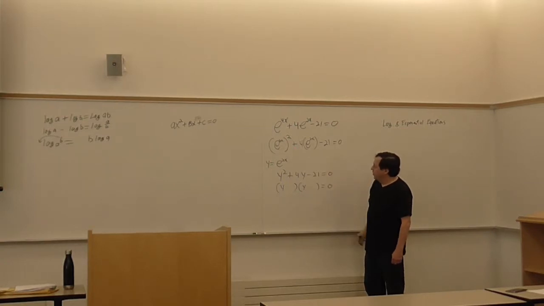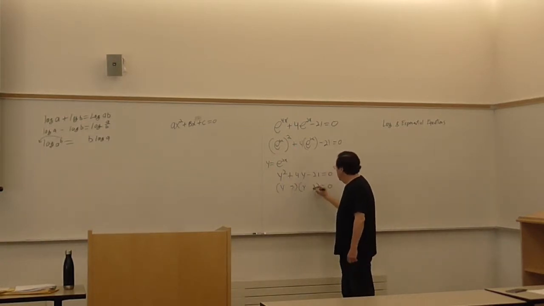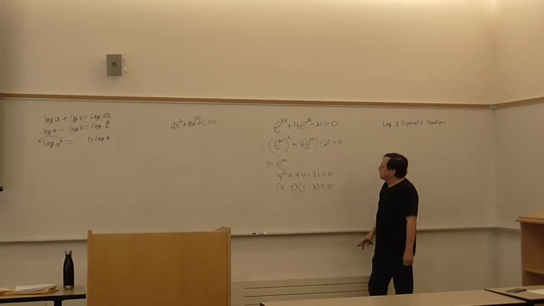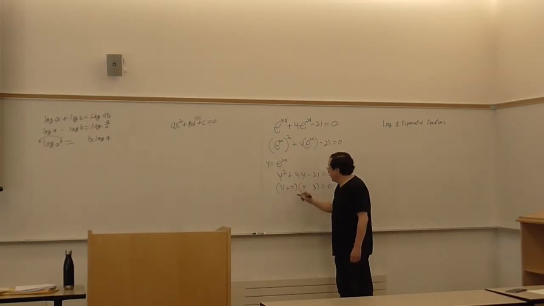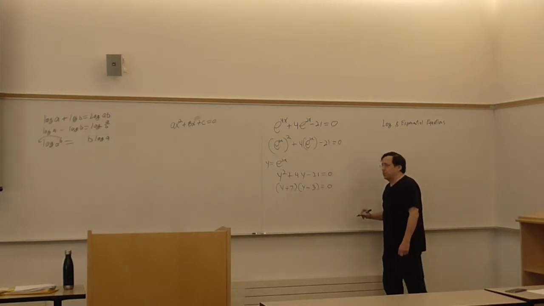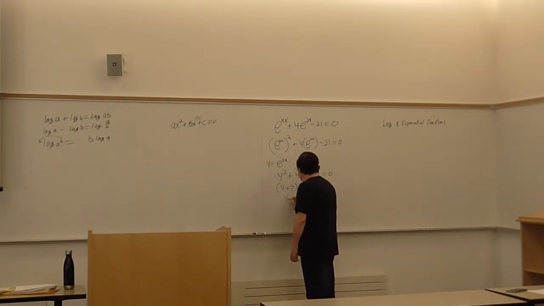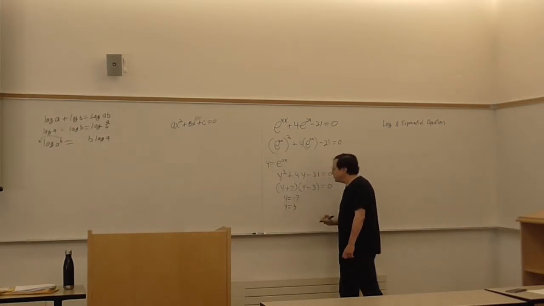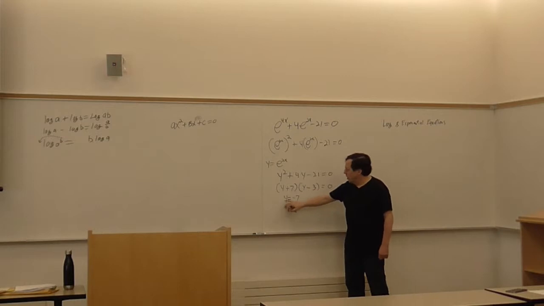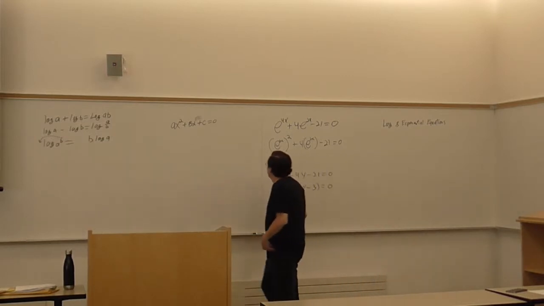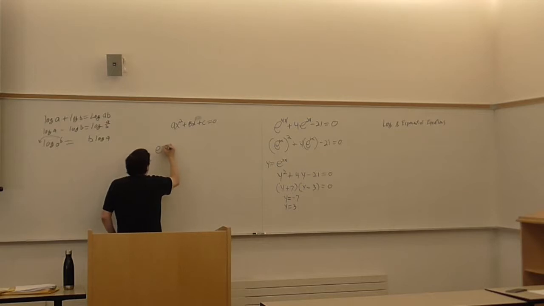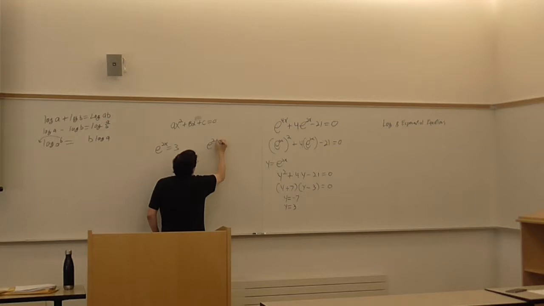Well, 21 looks like 7 and 3. The difference between 7 and 3 is 4. That looks good. So if I say plus 7 and minus 3, that's probably going to work. So this tells me that y could equal minus 7 or y could equal 3. But of course I'm not done. I don't really want to know y. I want to know x. So let's write these down. e to the 2x equals 3, and e to the 2x equals minus 7.